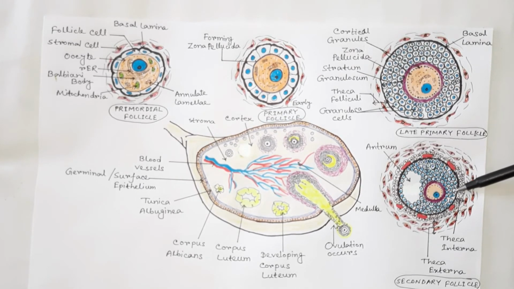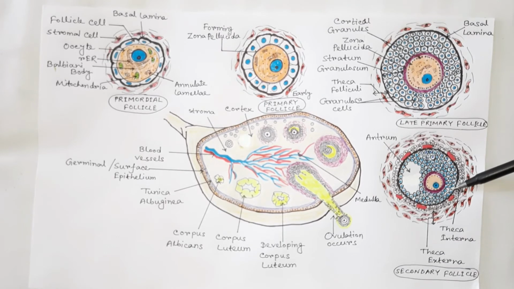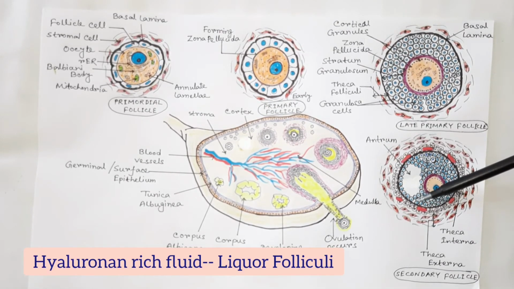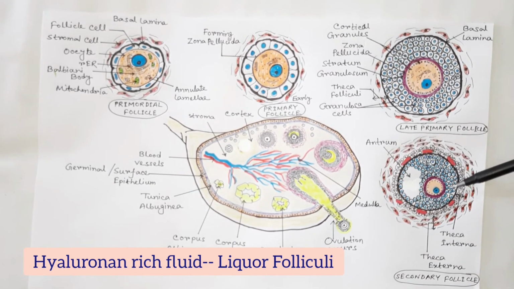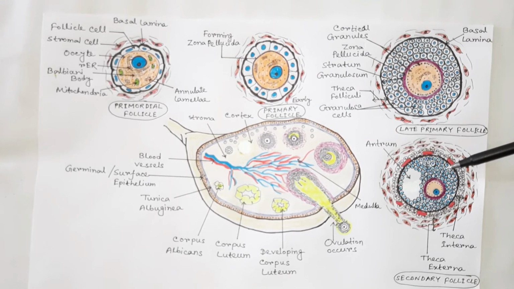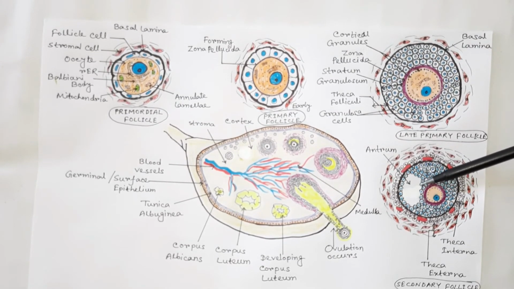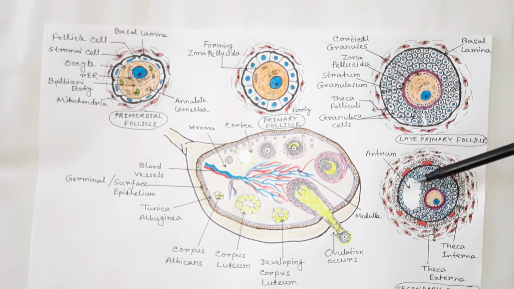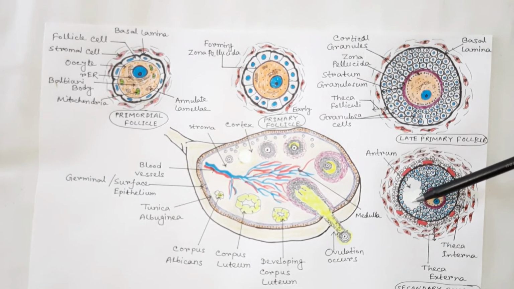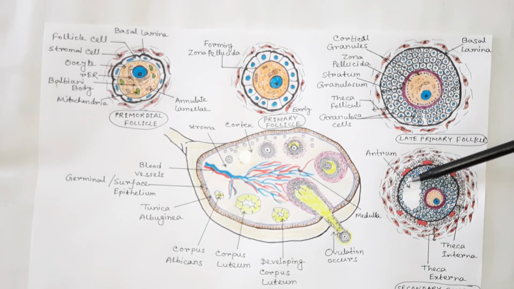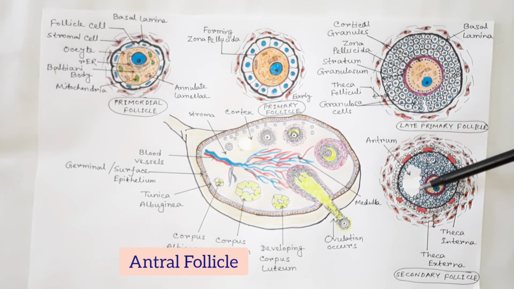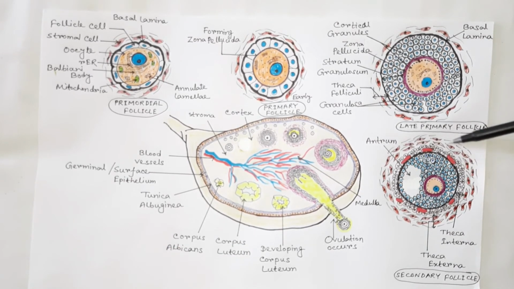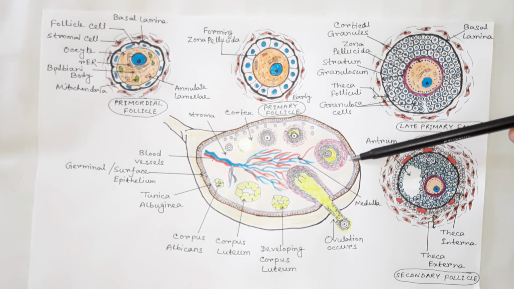Then, fluid filled cavities appear among the granulosa cells. Finally, the hyaluronan rich fluid called liquor folliculi continues to accumulate among the granulosa cells and the cavities begin to coalesce. As a result, a single crescent shaped cavity called the antrum develops. So, the secondary follicle is also known as an antral follicle. Finally, the secondary follicle will transform into a mature follicle or Graafian follicle.